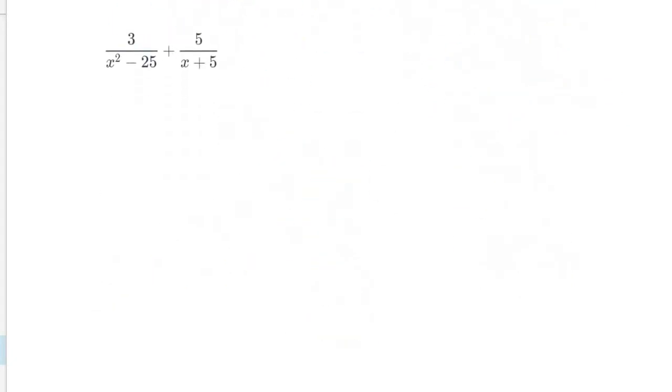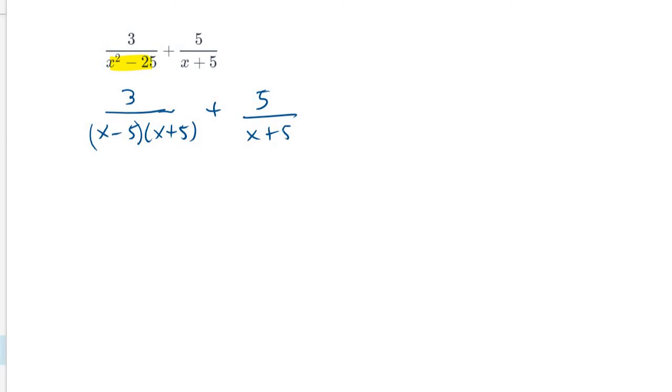Okay, so like I said before, you need to see if you can factor the denominator before you do anything at all. So let's try to factor this denominator. One of them can be factored like this. This x squared minus 25 is really x minus 5 and x plus 5. And the other one, there's nothing to factor.